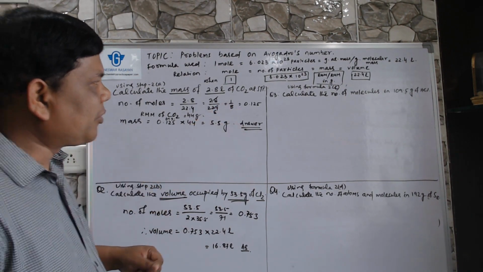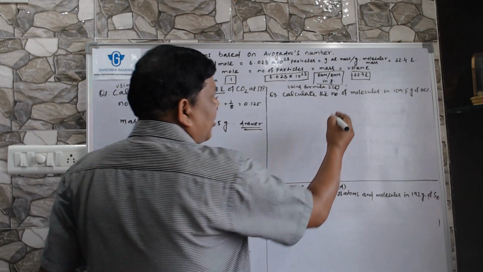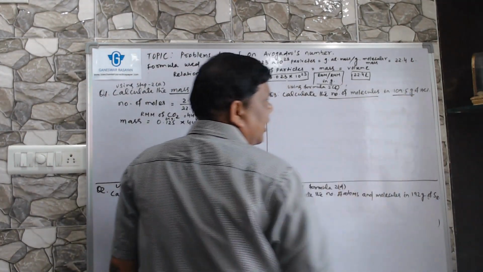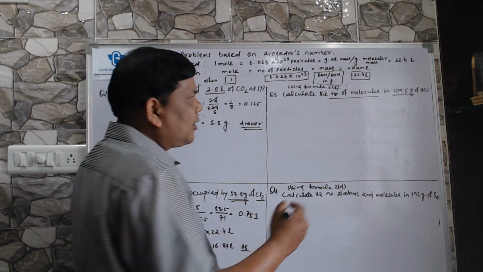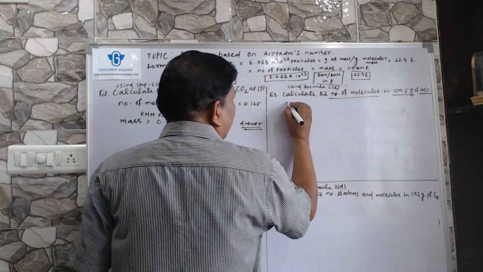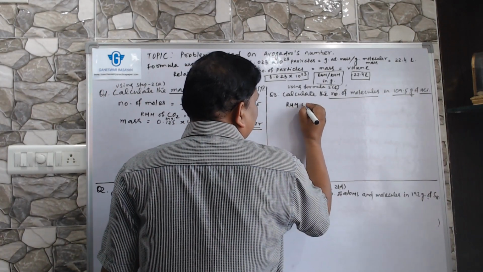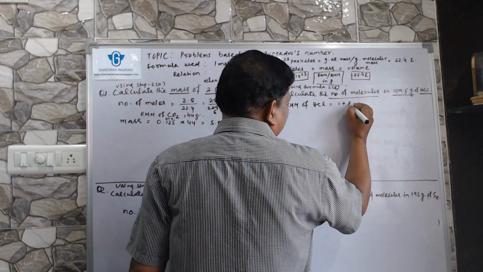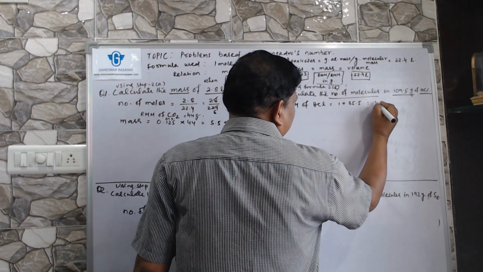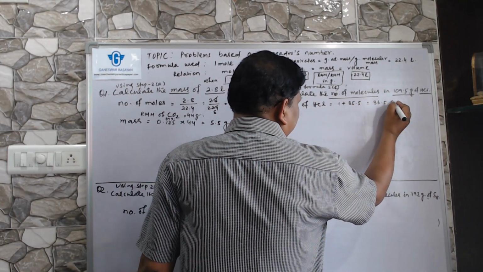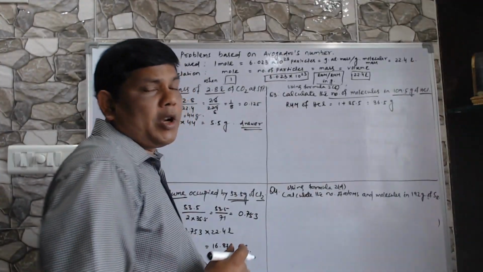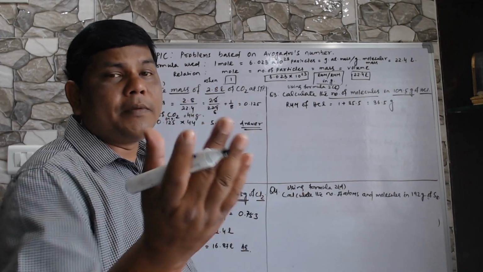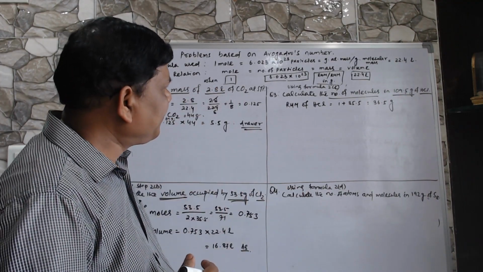Coming to question number 3. Calculate the number of molecules. This is asked. This is the given quantity, 109.5 gram, and the substance is HCl. RMM of HCl is 1 plus 35.5, 36.5 gram. Atomic mass will be given in the question, nothing to be worried.